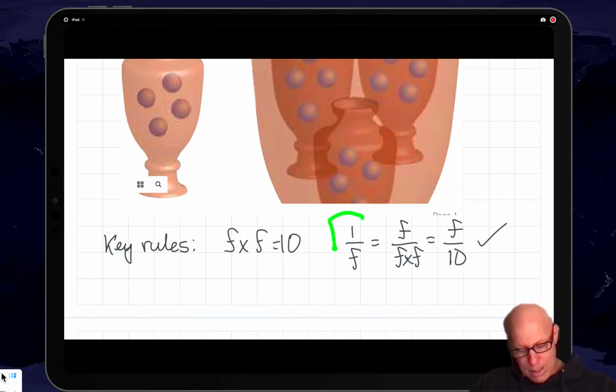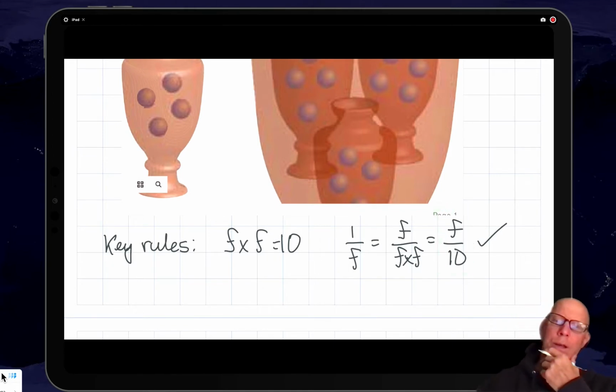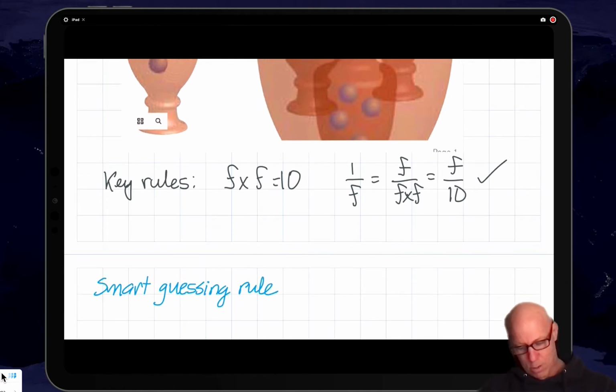The other idea is that when I'm faced with 1 over few, I can rewrite that by using one of my favorite rules, which is multiplying by 1. In this case, the multiplication by 1 is multiplying few over few, which is the same as 1. So I multiply by few over few, and that leaves me with few over 10. So basically, 1 over few is the same as few over 10. Few times few is 10. That's it. And you'll see this unfold repeatedly over the term.